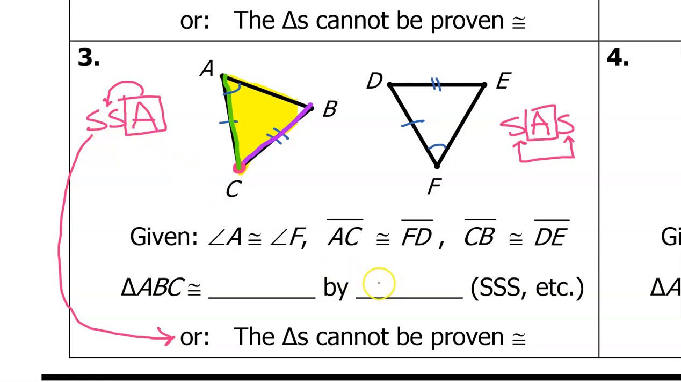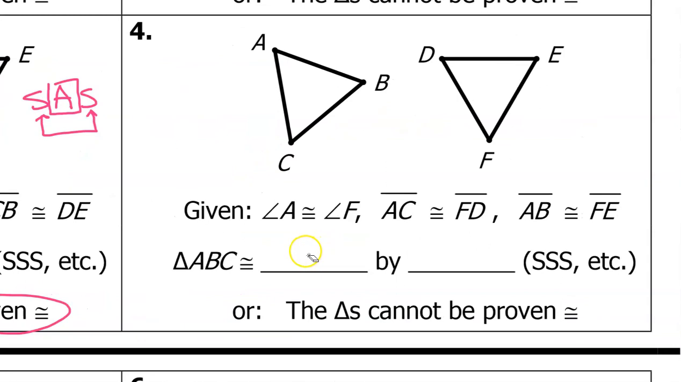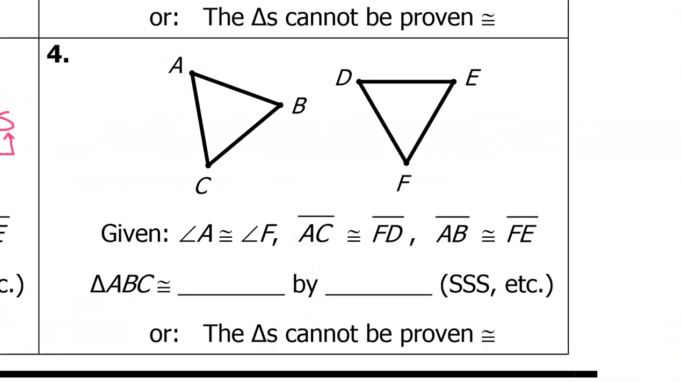However, do not put side-side-angle on this line. Leave this line completely blank and circle "the triangles cannot be proven congruent." Since the triangles cannot be proven congruent, there is no congruency statement to make. So don't sit here and try to match up these triangles and don't put anything here. They're not congruent. They can't be proven congruent. So don't make a congruency statement. All right, let's jump over to problem number 4.